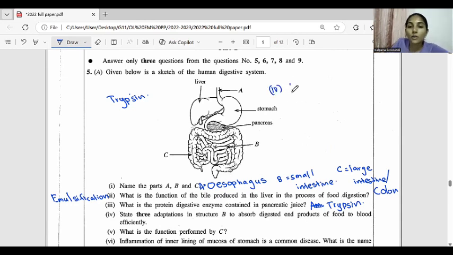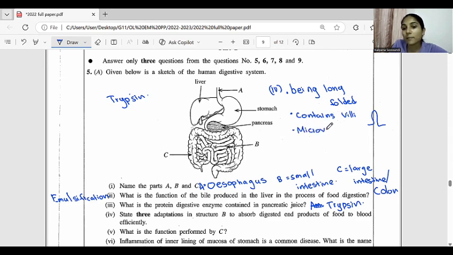It is a long folded structure and contains villi. Because of the villi, the surface area of the small intestine further increases, and the microvilli are the structures on the villi. Because of that also, the surface area increases. And the small intestine is a thin layer, so the absorption efficiency has increased.